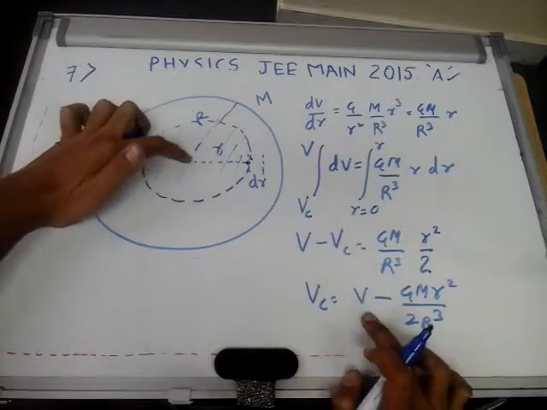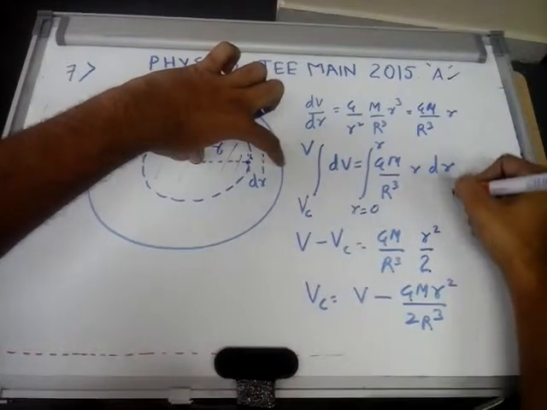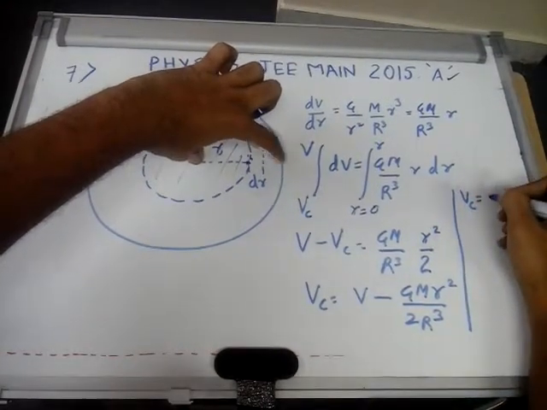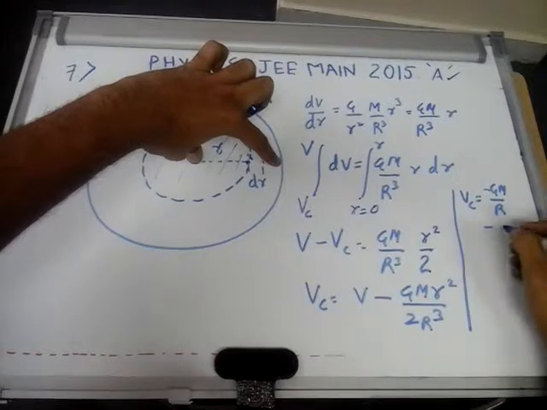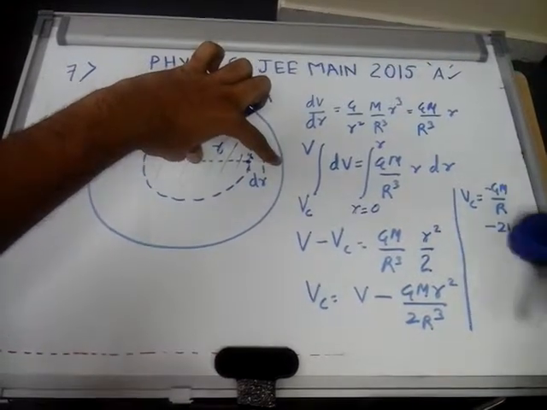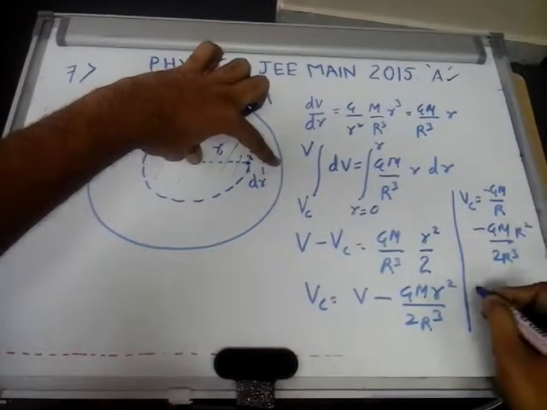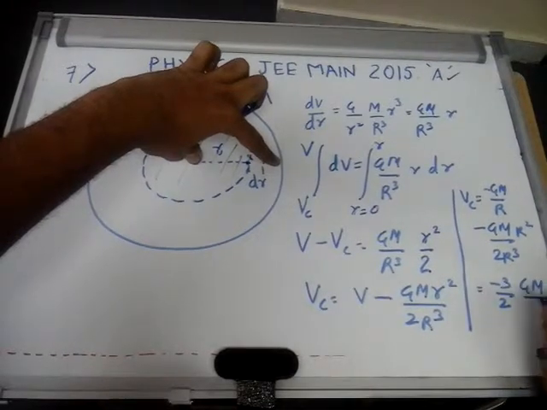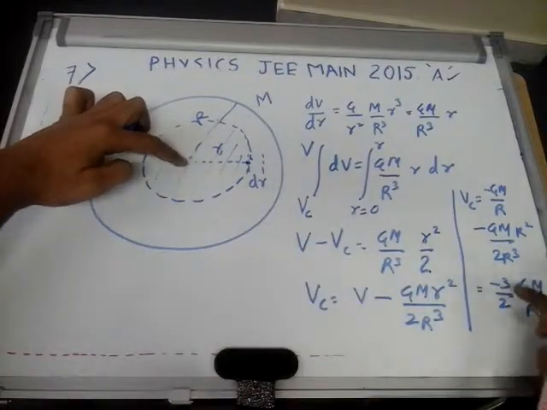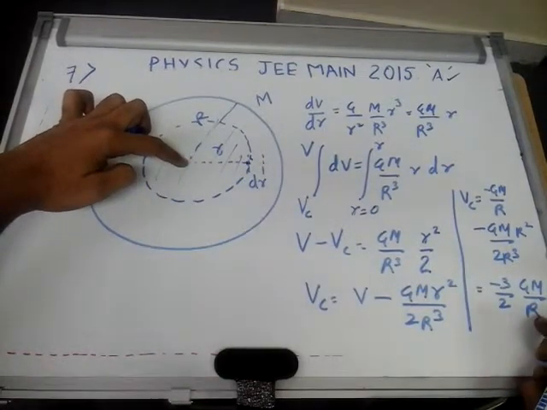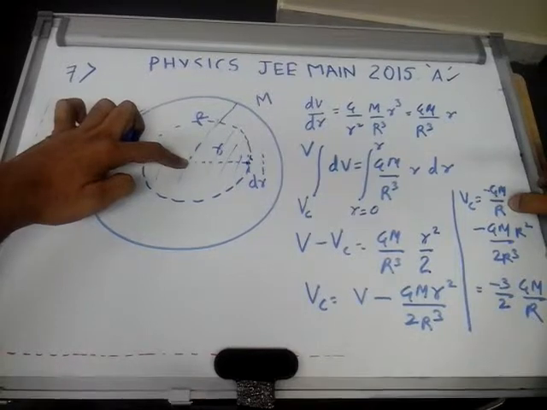We can consider that the other point is located at the surface. So I can write Vc is equal to potential at the surface, which is minus GM by R, minus GM by 2R cube into R square. So this is minus 3 by 2 GM by R. So I got potential at the center is minus 3 by 2 GM by R. We know potential at the surface is minus GM by R.